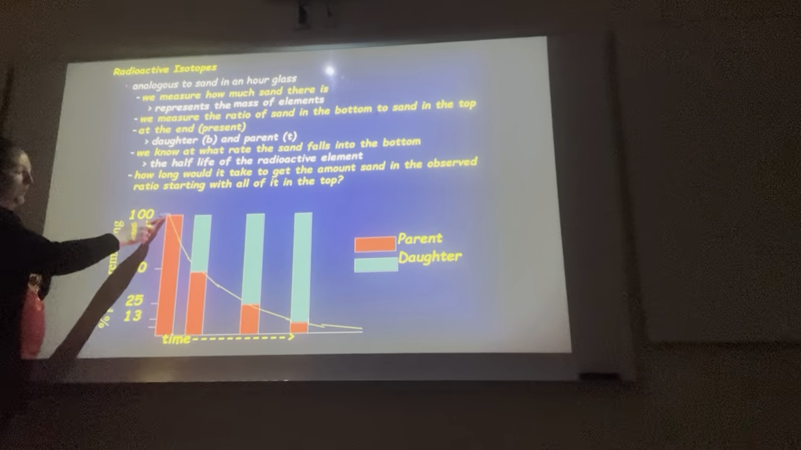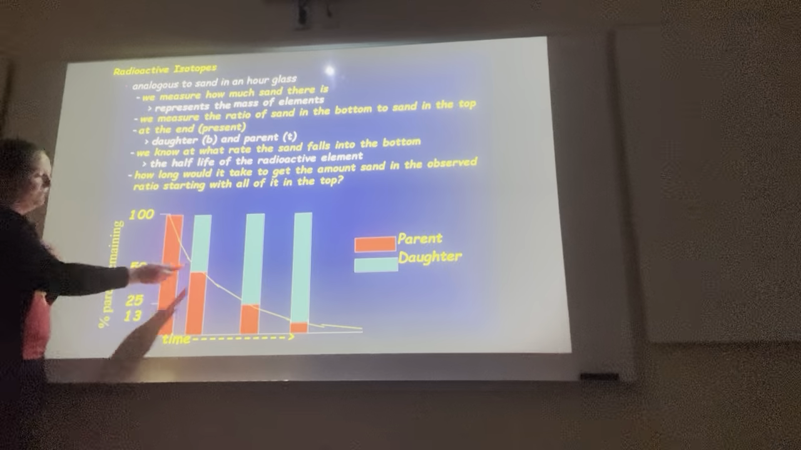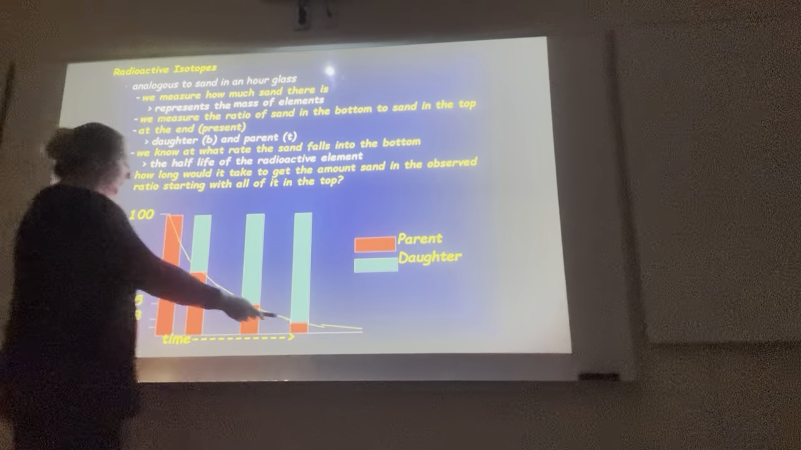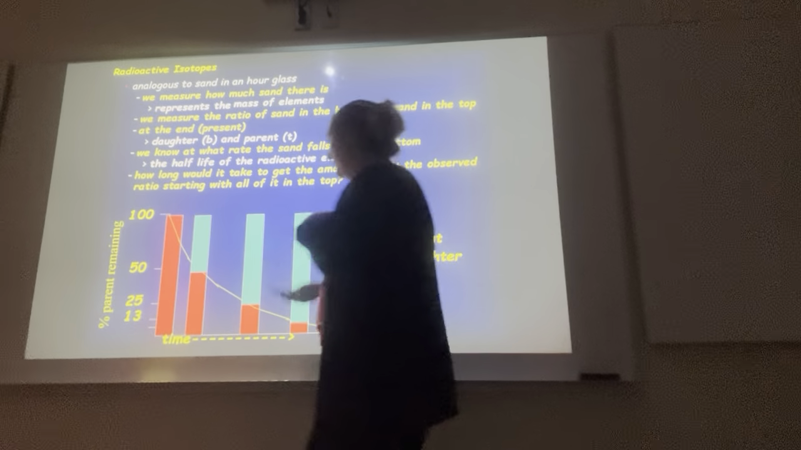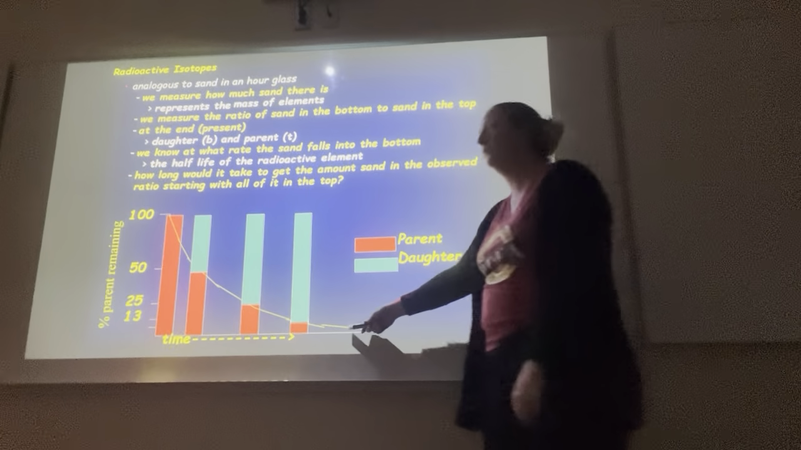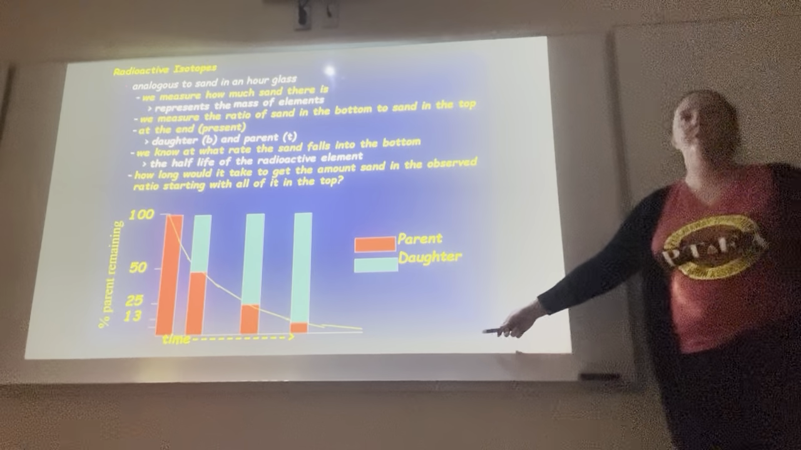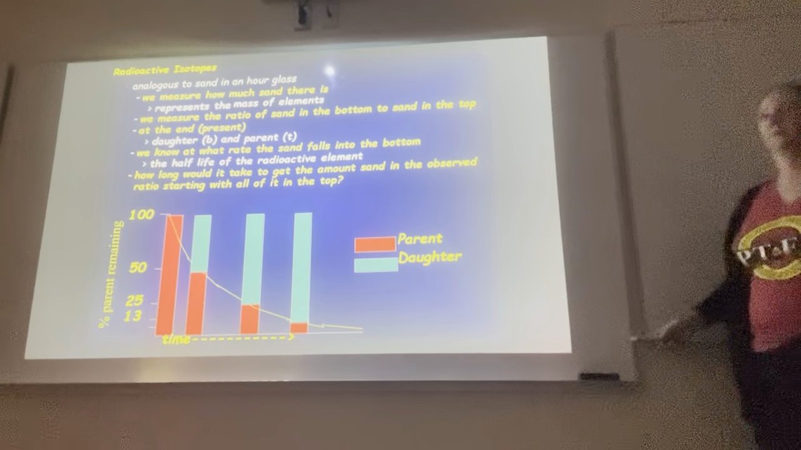Again, this graph shows you starting with 100% parent. After 1 half-life, you're down to 50% parent. After 2, you're down to 25. After 3, you're truly down to 12.5, it's just rounded to 13. After 4, you're down to 6.25. Then 3.125, 1.5625, so on and so forth.